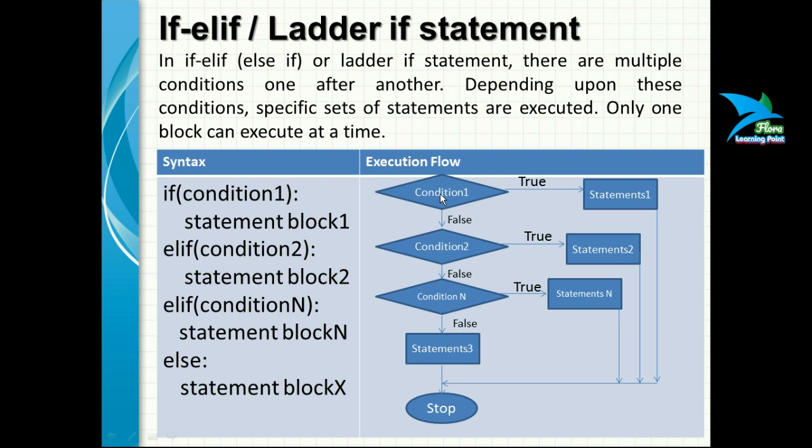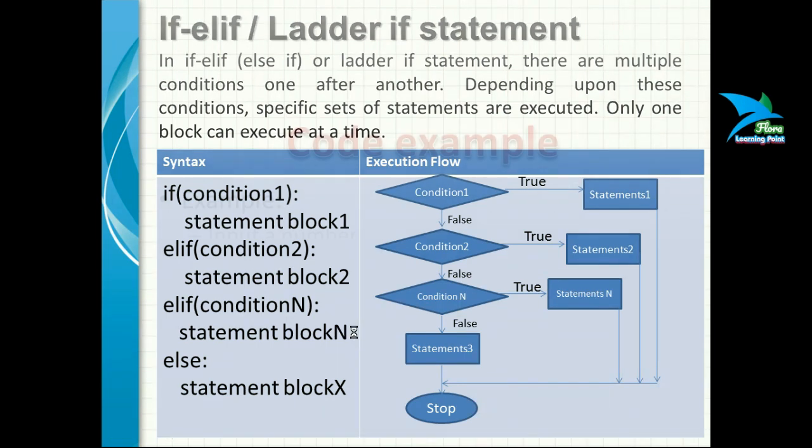Even if all the conditions are true, only the first condition's statements will execute. Even if the second condition is true, if the first condition is true, then control will not move on to check the next condition. So if the first condition is true, control moves to its statement, and after the completion of this statement, the control will exit from the if and the program will be stopped.